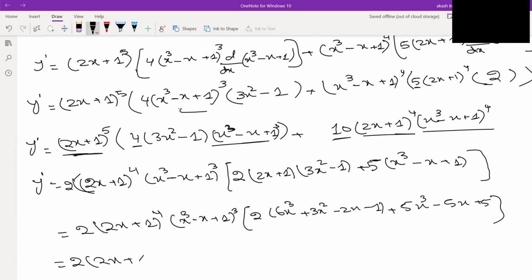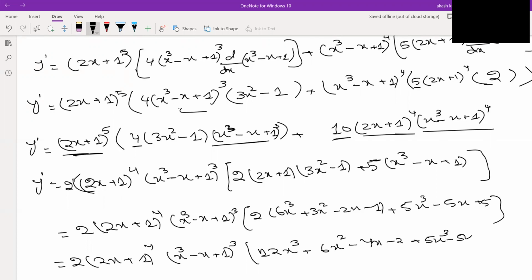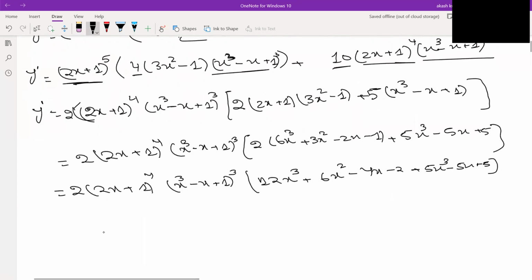2x plus 1 whole power 4, x cube minus x plus 1 whole power cube. And then multiplying the whole thing with 2. So it will be 12x cube, 6x square minus 4x minus 2 plus 5x cube minus 5x plus 5. Is it clear so far?